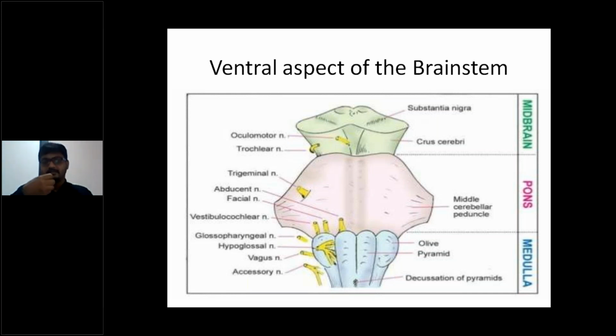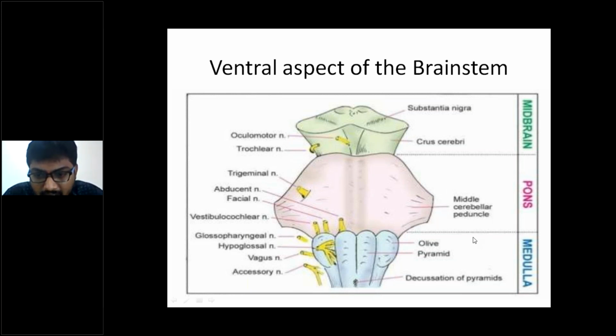So if this is midbrain, okay, this total is brainstem. If this is midbrain, in that ventral aspect, this is substantia nigra, and here will be tectum, here will be tegmentum. The dorsal most part of the midbrain is tectum, right? Is it understood? Okay, I will show you the image. So this is substantia nigra, this is crus cerebri, and this is pons.